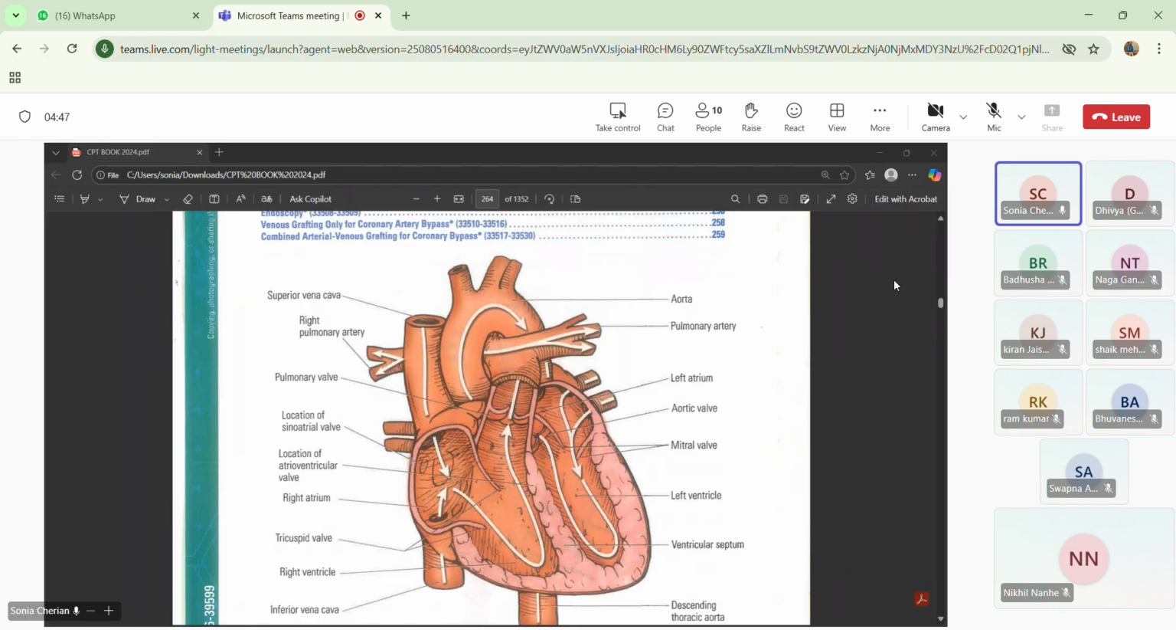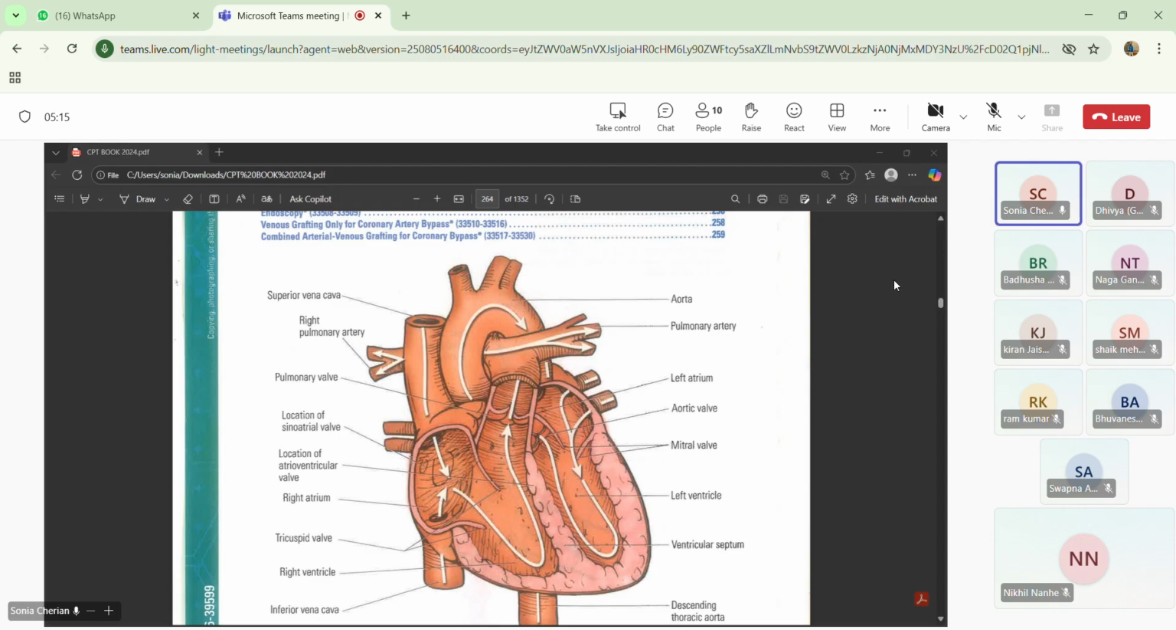Okay, we have the circumflex artery. This left coronary artery divides into two branches. We have the circumflex, right? And we have the left anterior descending artery, or we call it LAD, otherwise left anterior descending artery. Then we have the right coronary artery. So as I told you, the left coronary artery divides into two branches, circumflex and LAD.